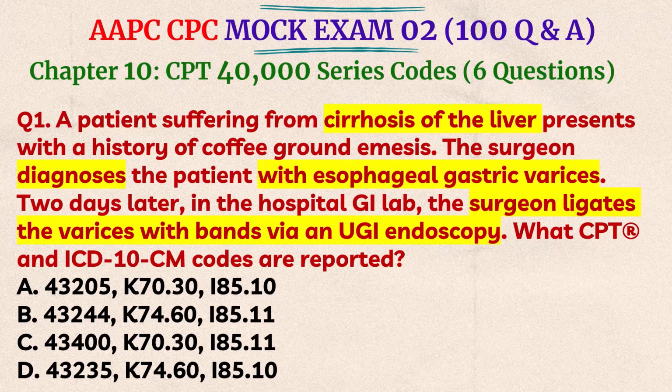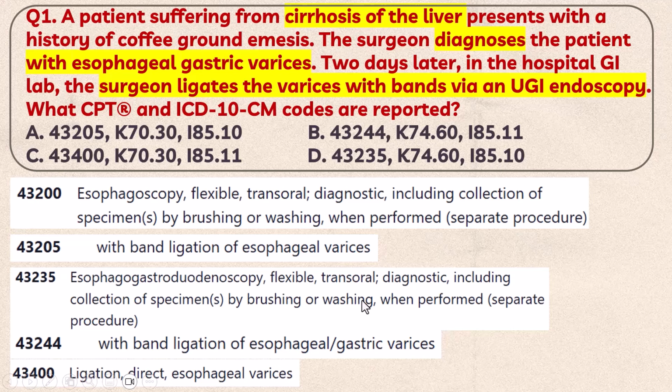Here you have to highlight: the patient came with cirrhosis of the liver, the surgeon diagnoses esophageal gastric varices, and the surgeon ligates the varices with bands via an upper GI endoscopy. When you look at the answers, all answers are adjacent codes, so you can use the elimination method for exam purposes. Let's go to the CPT code series.